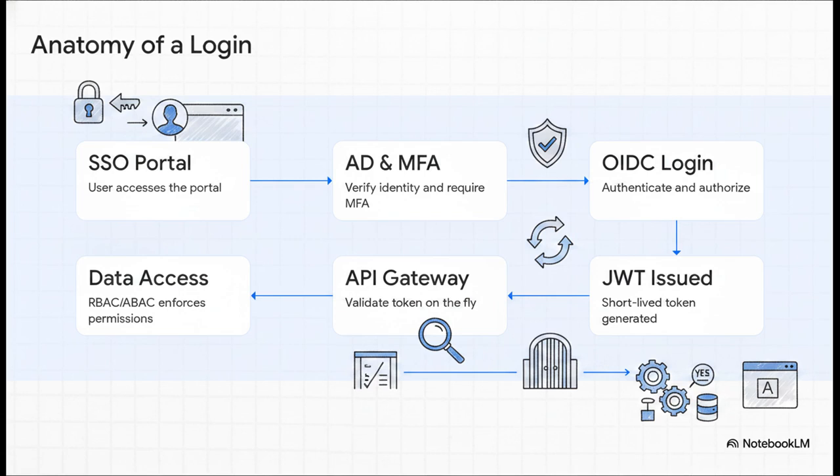So let's see how all these puzzle pieces fit together into one cohesive flow. Here is the ultimate anatomy of an enterprise login, pulled straight from the architect's notes. Let's follow the journey. The employee opens their browser and hits the SSO portal. That portal checks the identity provider, like AD or LDAP, and demands MFA validation. Once you're verified, OIDC handles the authentication, and a JWT token is issued to the user.